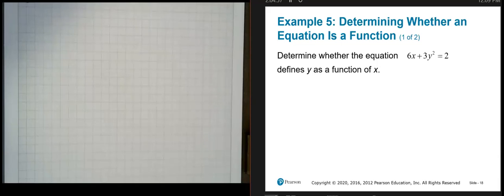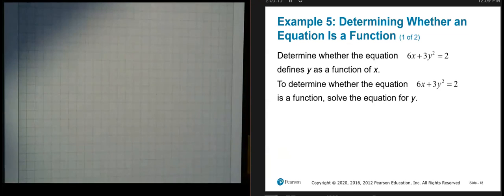All right, to determine if this is a function or not, it's not linear because not all the exponents are 1. Then I need to go in and solve for y. So we subtract 6x from both sides and then divide by 3. They divided the 2 by 3 and the 6 by 3. That's how they got the 2/3 minus 2x. And then they take the square root of both sides.